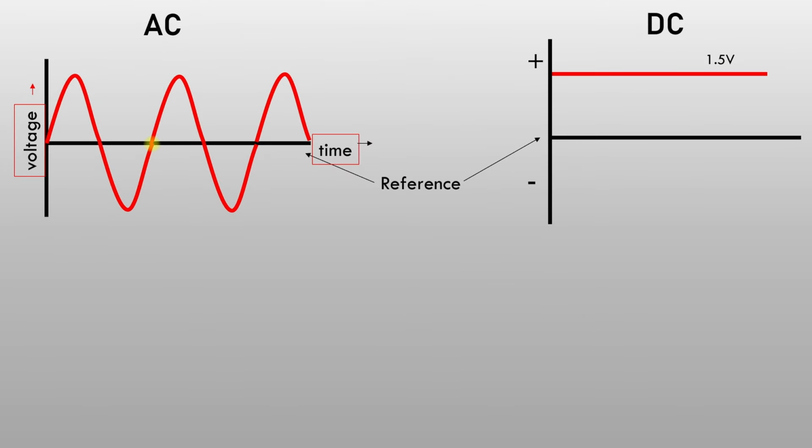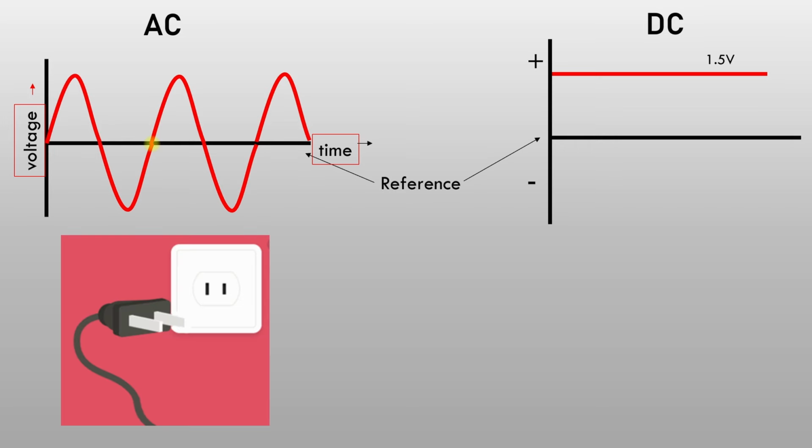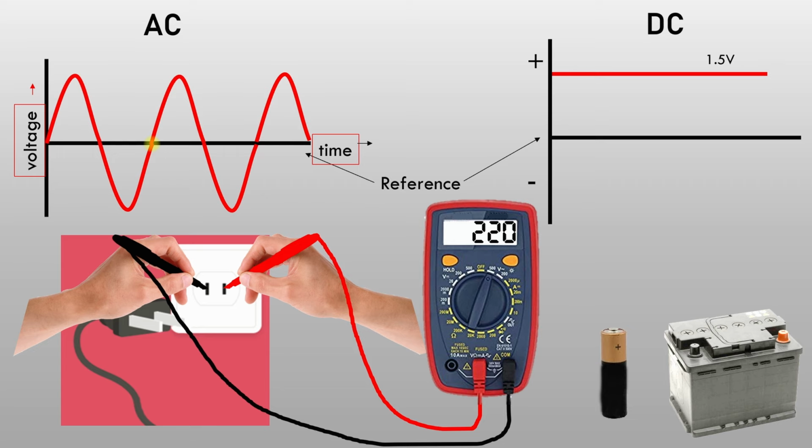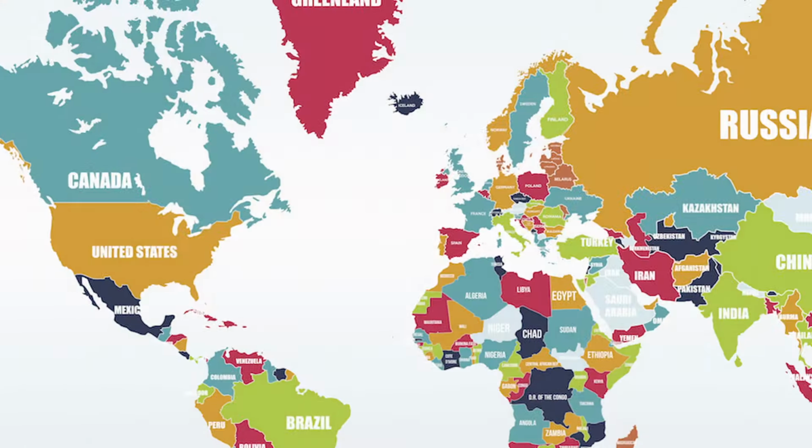And in direct current, you can see the voltage is always constant and it's higher than the reference voltage. The AC voltage you get in your homes and the DC voltage you get from batteries. If we measure the AC voltage in your home, you will get 220 volts or 120 volts depending on your country. So guys, let's quickly understand how three-phase power is generated.